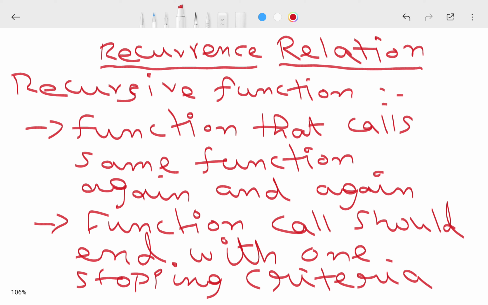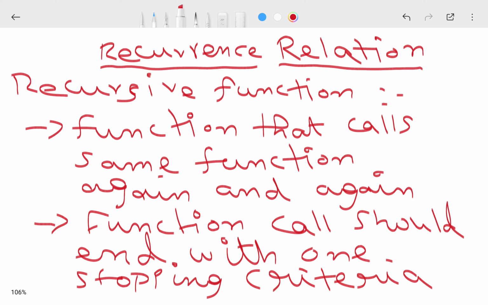So in this video, we will discuss recurrence relation. A recurrence relation is a relation that is used to represent a recursive function. I hope everyone knows about recursive functions. Just to recall, a recursive function is a function that calls the same function again and again.